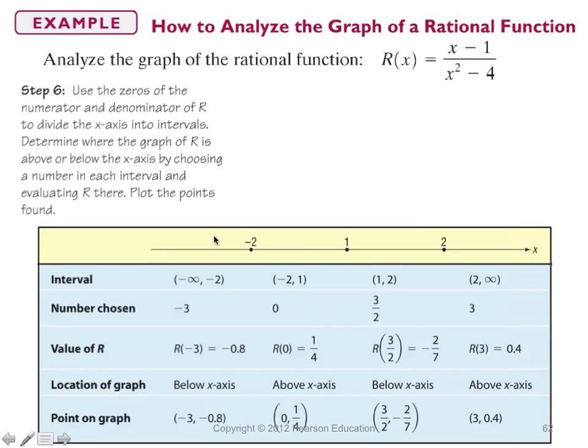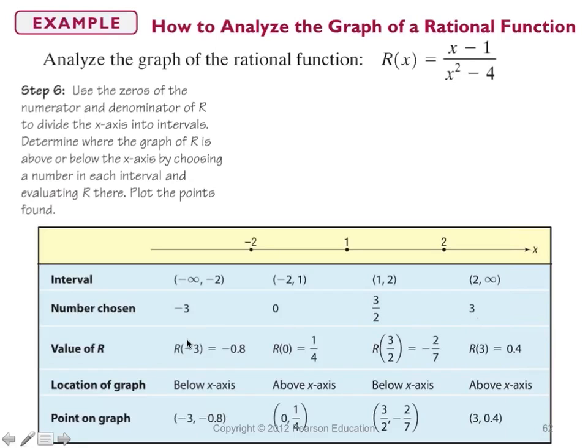So what we want to do is we want to actually use those zeros of the numerator and the denominator. So we want to use our vertical asymptotes of -2 and 2 and our x-intercept of 1 in order to go ahead and find that. So we kind of group these into intervals, all right? So we have from -infinity up to -2, from -2 to 1, from 1 to 2, and then from 2 to infinity. And then we just pick a number in each of those intervals. So you want to pick the nicest number you can. So -3 is a pretty nice number in this first interval. 0, we're stuck with a fraction for this one, so 3/2, and then 3.